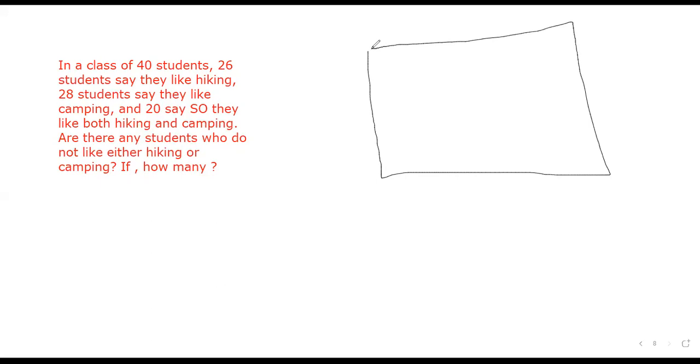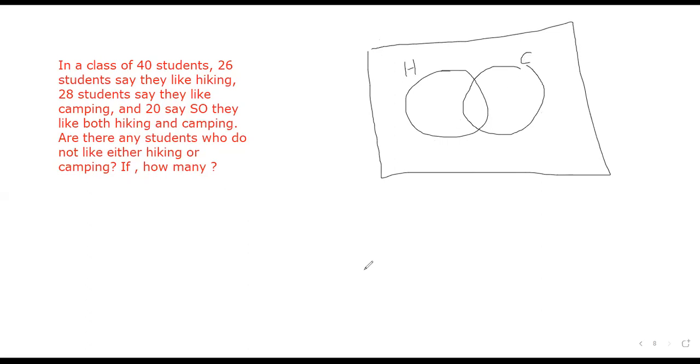In a class of 40, 36 students say they like hiking, 28 say camping, and 20 say they like both hiking and camping. Are there any students who do not like either hiking or camping? If so, how many? What are we going to do here? We do a Venn diagram of 2 sets, which are hiking and camping.